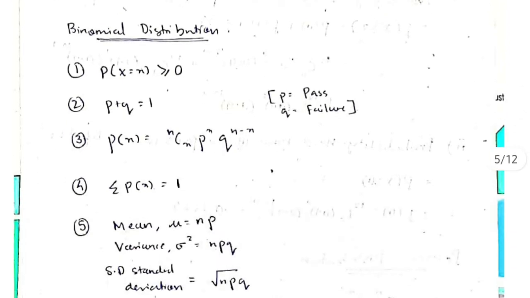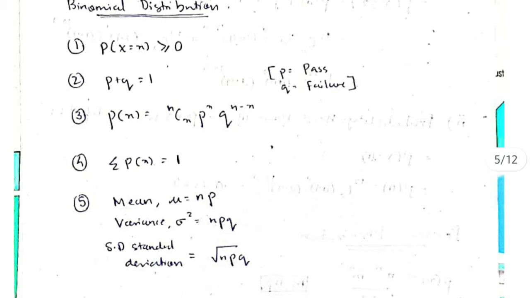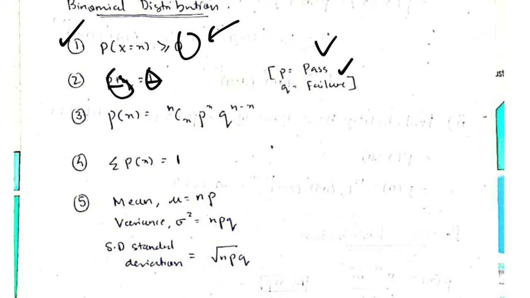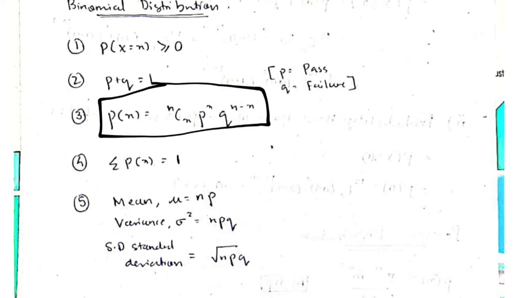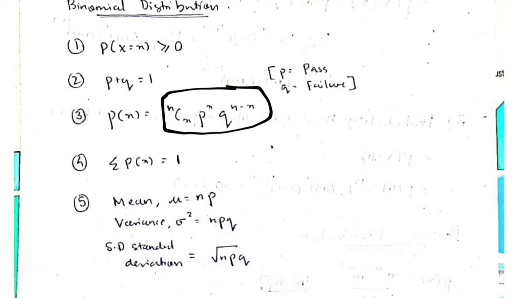So in binomial, you have to remember these 5 formulas: p of x will always be greater than or equal to 0, and p plus q is equal to 1. P means probability of pass and q means probability of failure. Both should sum to 1. And this is the main formula which you must remember: p of x is equal to nCx p power x q power n minus x. All the summation of probability is 1.